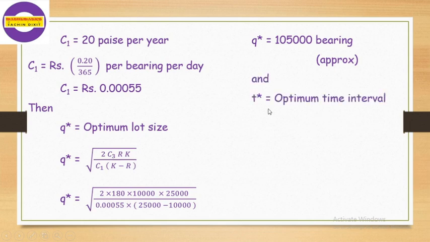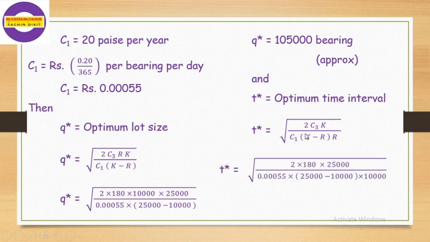Then we have to find the optimum time interval, that is T star, which equals under root of 2 C3 K divided by C1 into (K minus R) into R. We put in the values of each and every term. After simplification, we get the value of T star as 10.4447. That gives the value of T star.